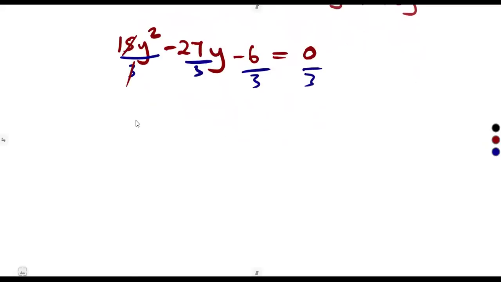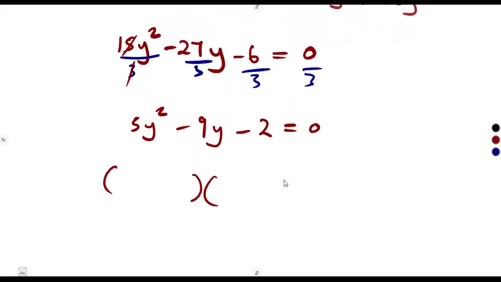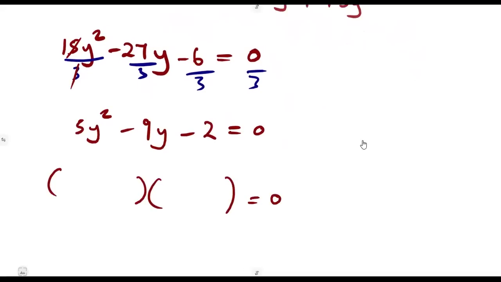15 divided by 3, that's 5. So we've got 5y squared minus 9y minus 2, equal to 0. So this is what we have. Using factorization, the quadratic formula, whatever you're going to use, we know that we're going to have the values of y. So I want you to use whatever method you prefer in your simplification.